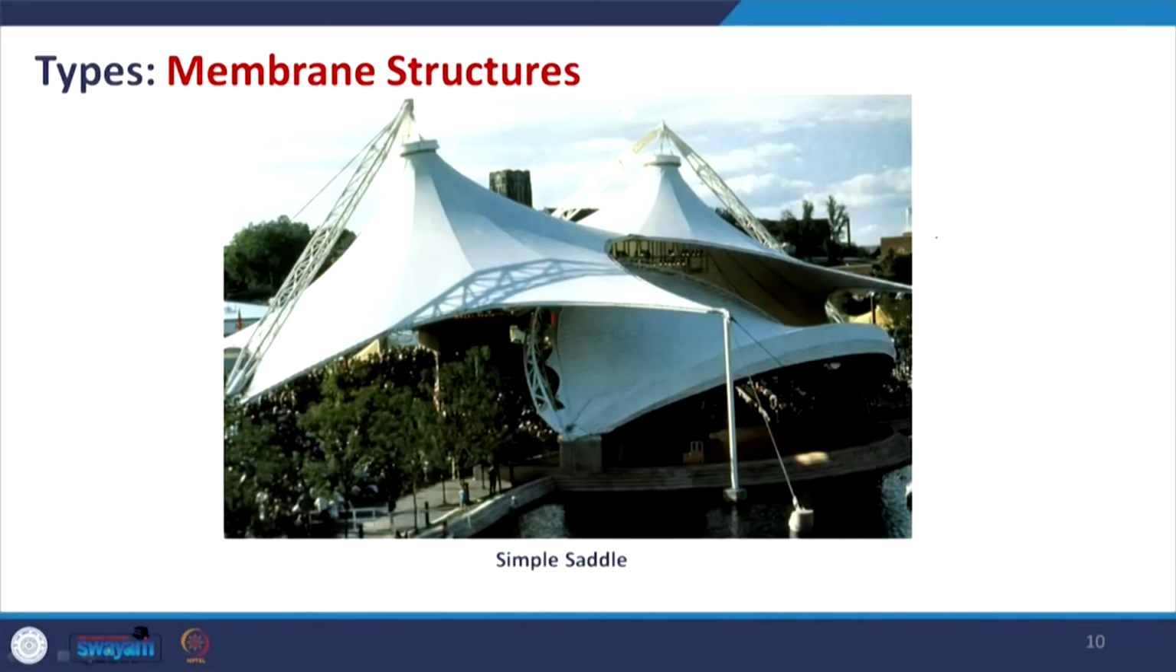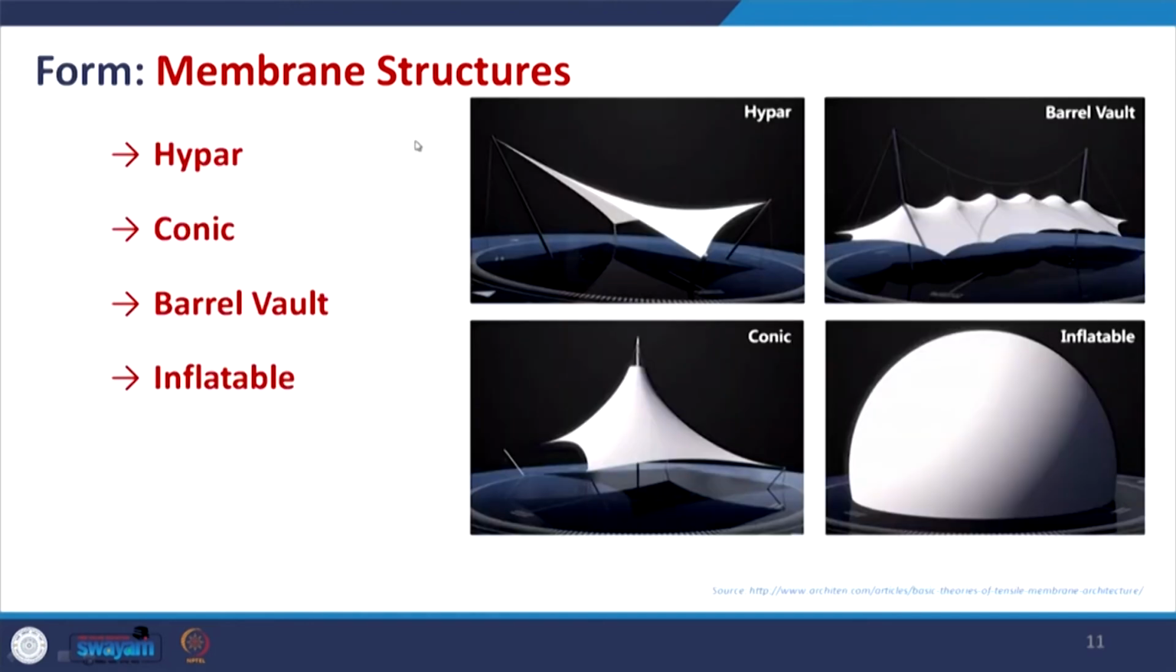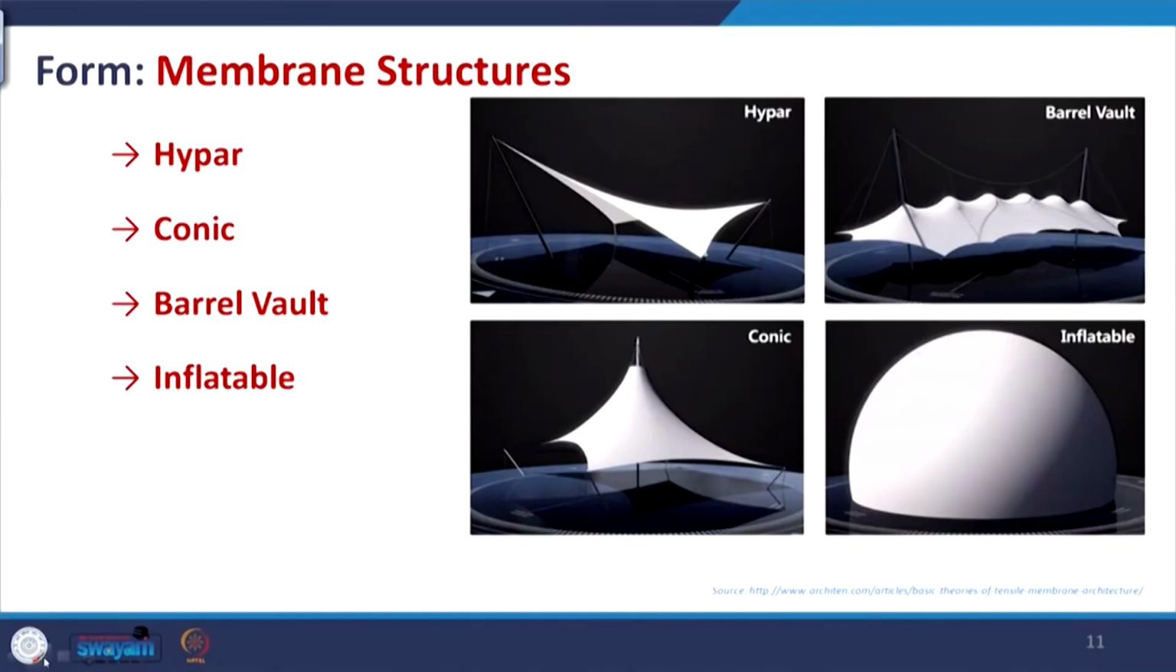Coming to the simple saddle, here you can see that we have the mast, we have other supports, and in order to make the continuity between two curves, there are some angular supports as well. So, this is the category of simple saddle. Now, let us see how we can classify the membrane structure in terms of form. We have 4 defined categories: the first is hyper, then the conic, barrel vault and inflatable.